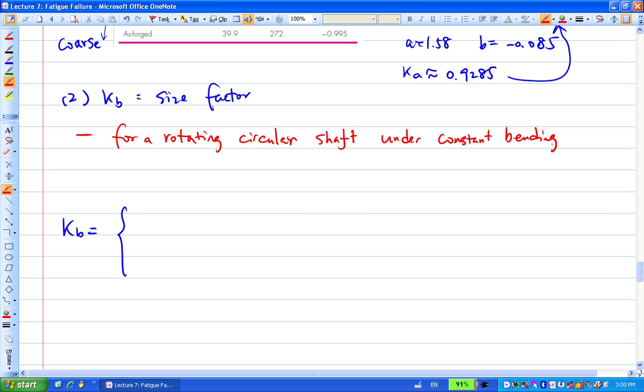Yes, right? Okay, so in this case, your KB has a formula which is (d over 0.3) to the power of negative 1.0. If you do a little simplification, it's equivalent to write it as 0.879 d to the power negative 0.107, and this is for d within 0.11 inch and 2 inch.